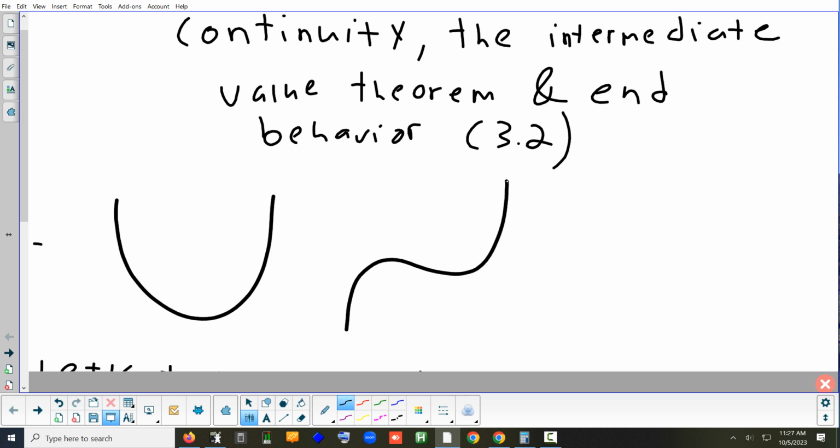Now, what if I do something like that? Did I lift my pencil when I did it that time? Yes, I did. There's a break right there. So that would be what we call a discontinuous graph. Okay, so that's the idea of continuity. You never have to lift your pencil when you're drawing it because it's connected, continuous the whole time.